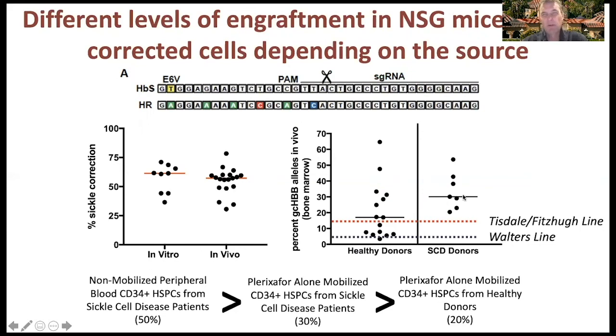So there's high variability in the engraftment into NSG mice. I've put here two bars. The red dotted line is what I call the Tisdale-Fitzhugh line, which suggests that we need over 15% alleles corrected in order to cure the disease. And I put here the Walters line. Mark Walters has demonstrated, again from human patients, that patients even with as low as 2 to 5% correction can have a significant benefit, and hematologic parameters that are almost normal.